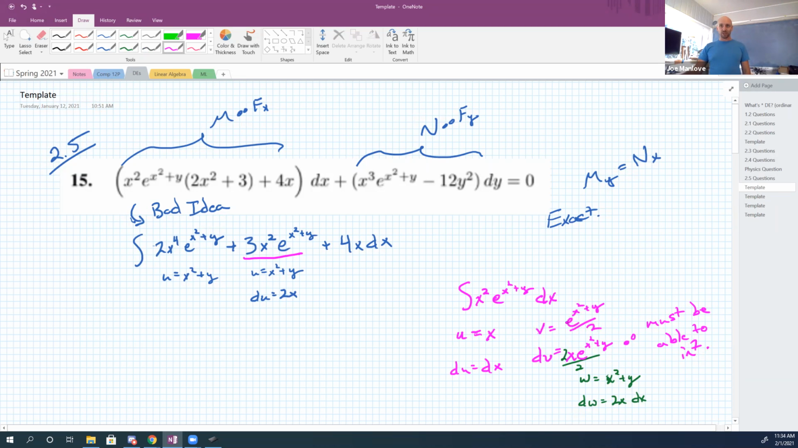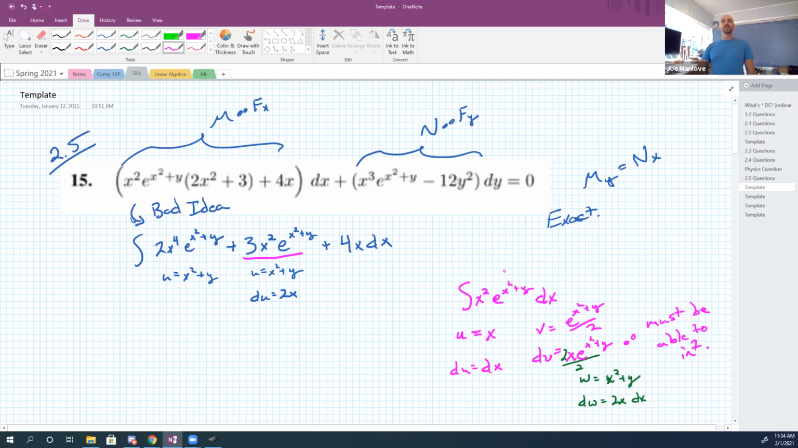And then I should just check that this worked, right? So if I differentiate v, I get e to the x squared plus y times 2x. And so the 2's cancel. Okay, that worked. You guys all with me on this?